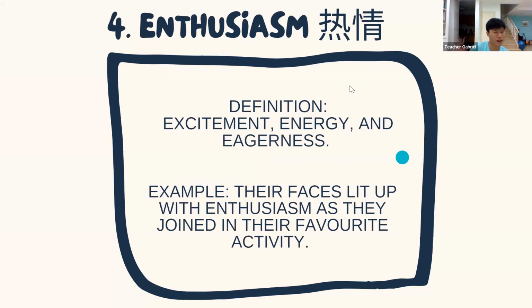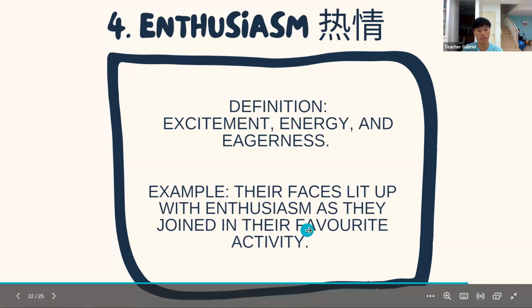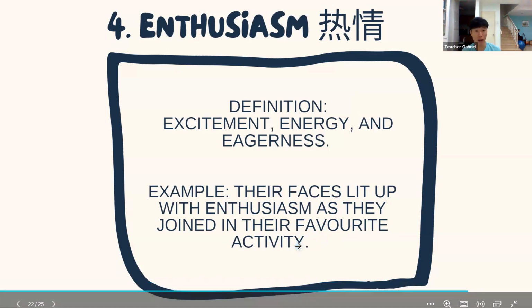Alright, so number 4, enthusiasm. Okay, enthusiasm 是热情. I think I have taught you this before, I'm not sure if it's this class or maybe it's my English speaking class, so I just added it in. Okay, so definition: excitement, energy and eagerness. When you're enthusiastic about something, you get excited about something, you put a lot of energy into something and you're very eager. It's like excited and excitement, it's the same meaning, right? You're very eager, very excited to do something. Example: Their faces lit up with enthusiasm as they joined in their favorite activity.